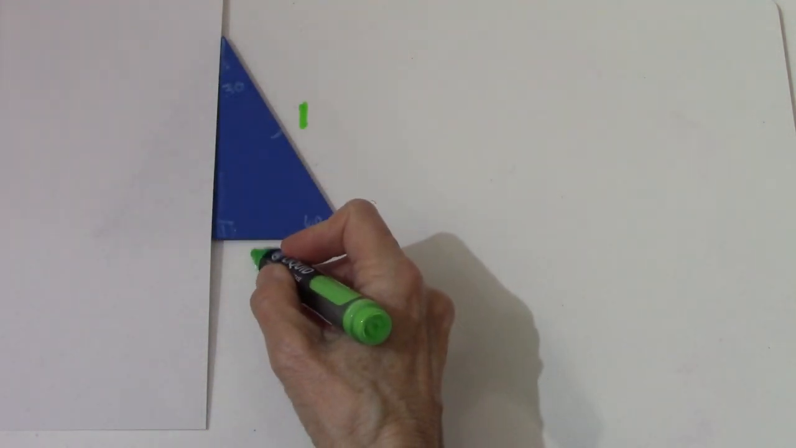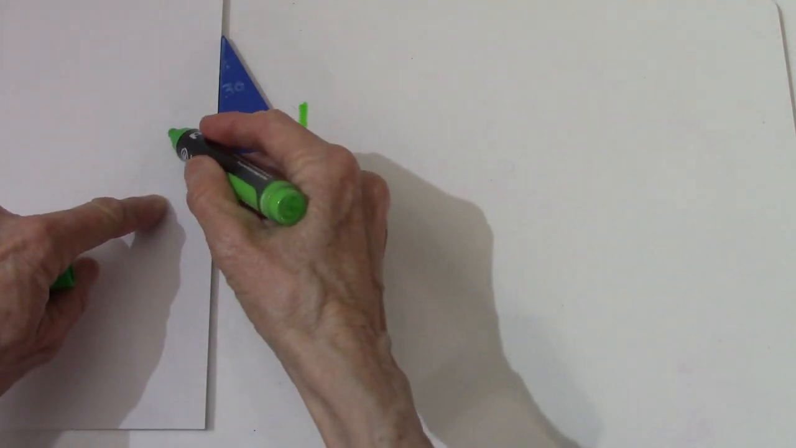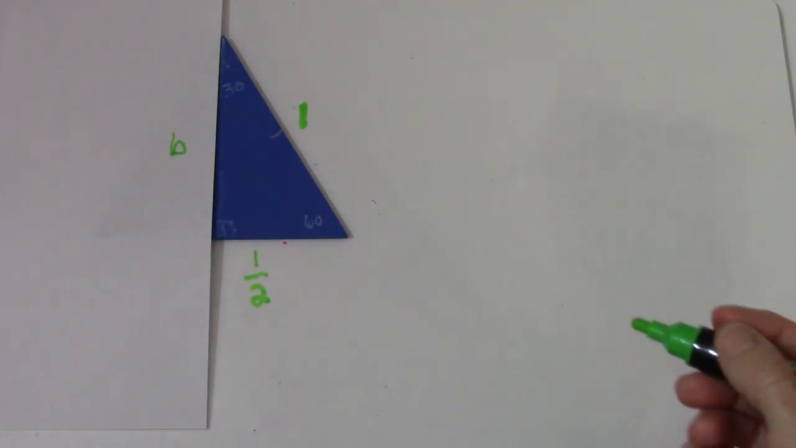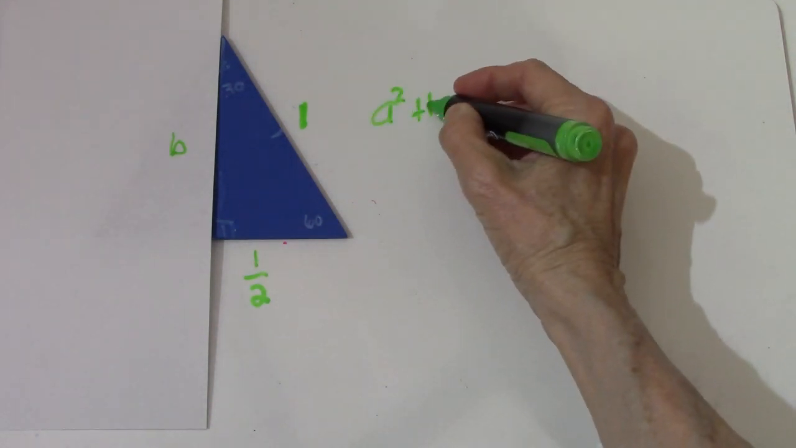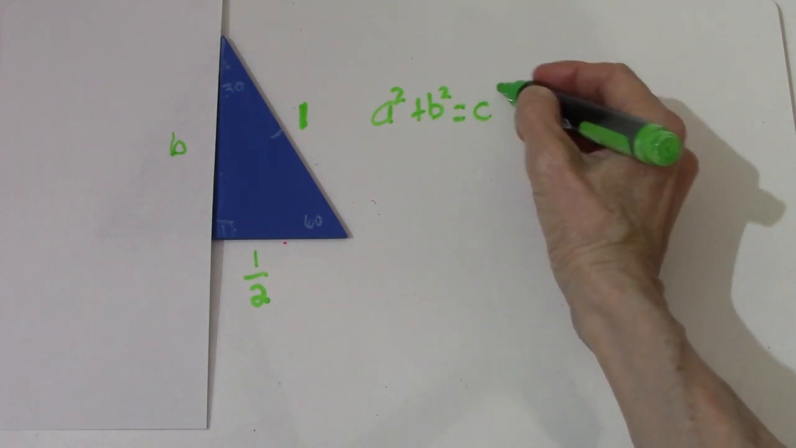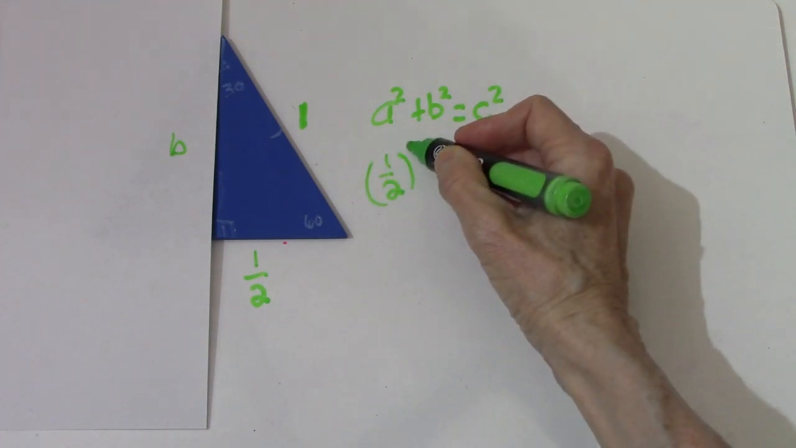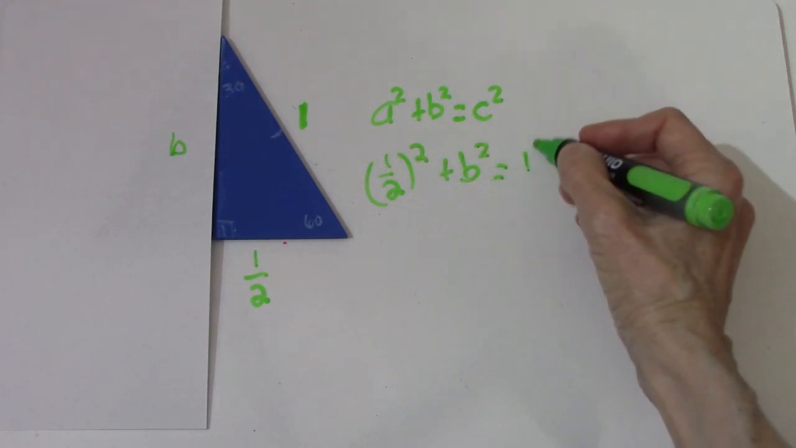One more example here where the hypotenuse of my 30, 60, 90 is 1, then the side opposite the 30 is going to be 1/2, and then I'm going to look for the height, or b. Okay, and the reason I'm going to do this is because it's going to come up again when we look at the unit circle. But I know that a squared plus b squared equals c squared. A squared is 1/2 squared plus b squared equals c squared, which is 1 squared.